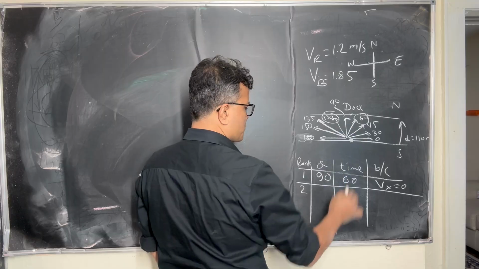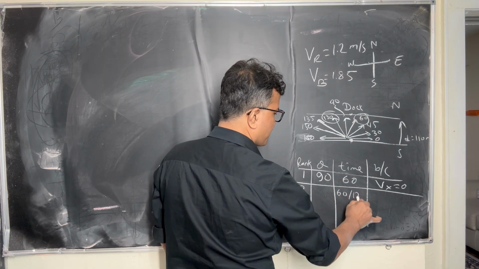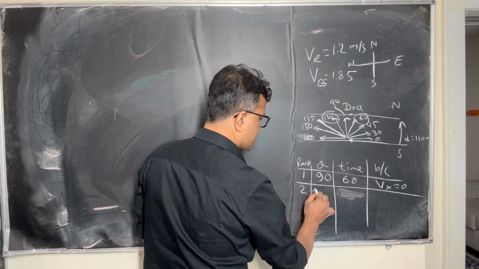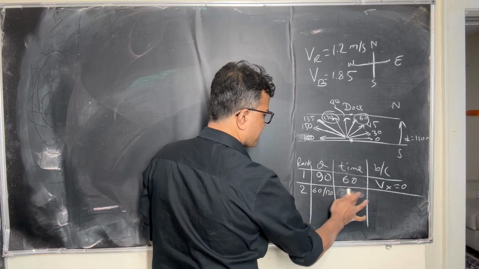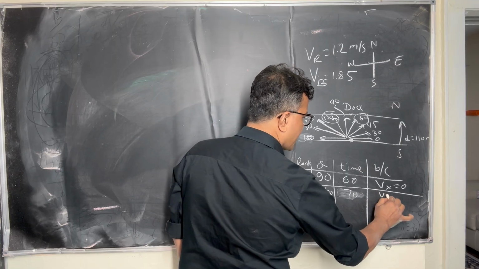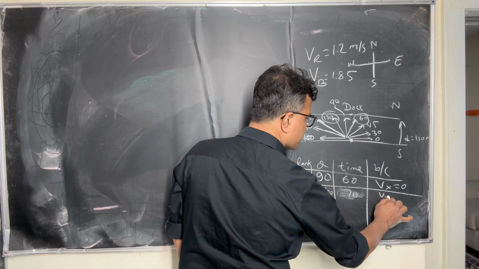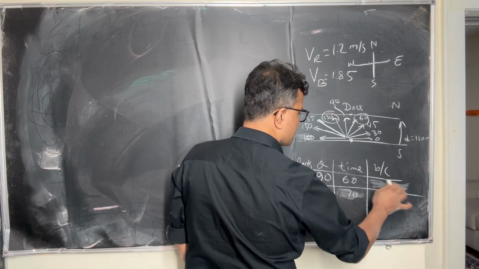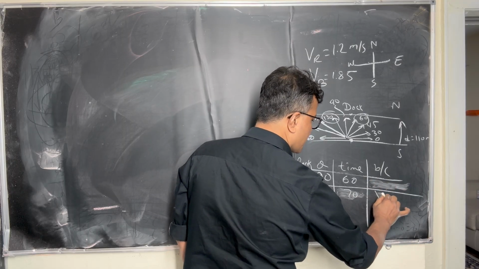60 degrees and 120. So 60 and 120, they are the same. 70 seconds. Vx is little small. Vx doesn't exist here. Vx is 0. So there is no Vx. So Vx is small.